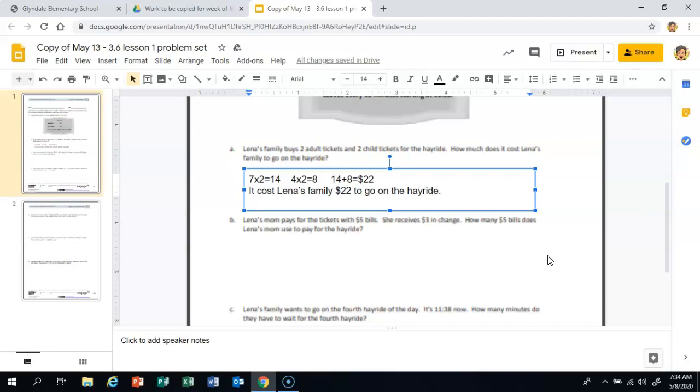And you can count by what? $5 bills, you're going to count by fives. So you're going to have to make sure that you draw enough $5 bills to cover $22. You're actually going to have $3 too many in your $5 bills. But that will tell you how many $5 bills Lena's mom used to pay for the hayride, and she got $3 back in change. So draw the $5 bills, see how many it takes, and then write a sentence answering the question.